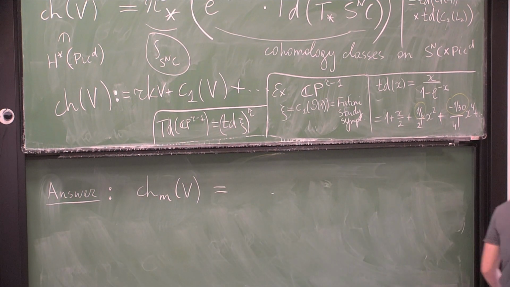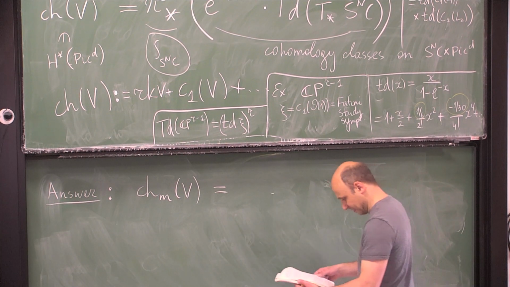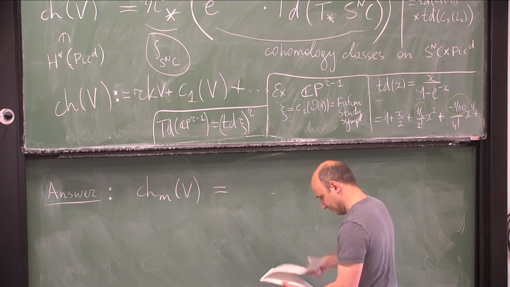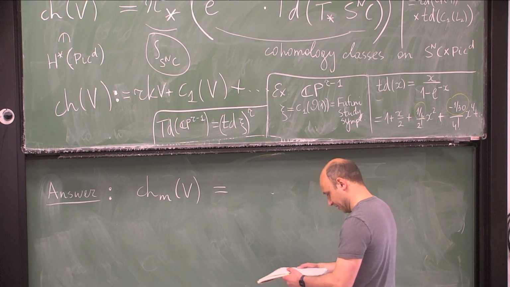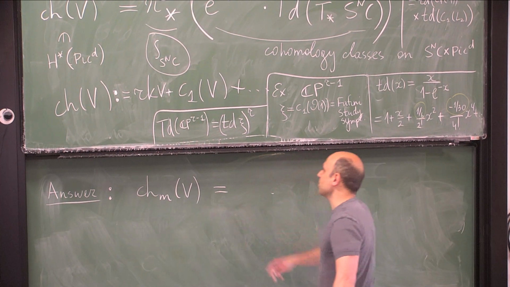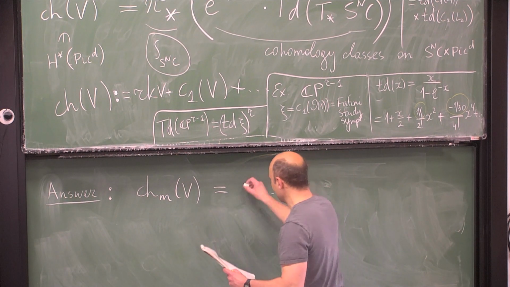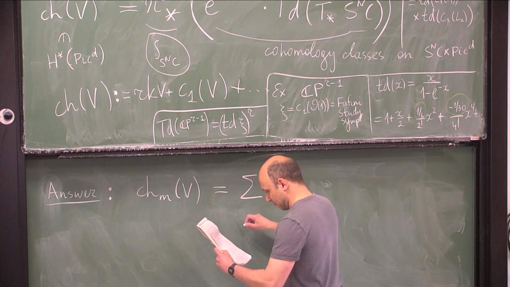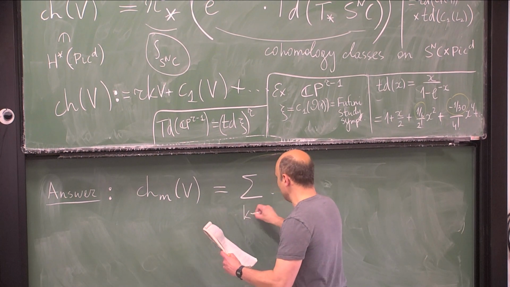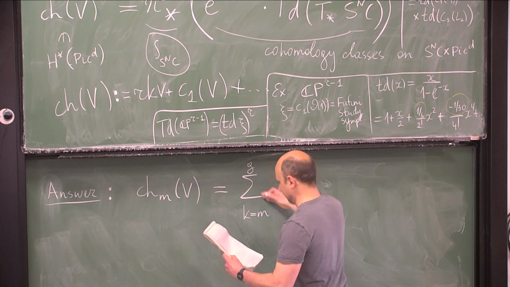Let me write the answer. So the mth Chern character, meaning the part of degree m, is a sum for k varying from m to g.